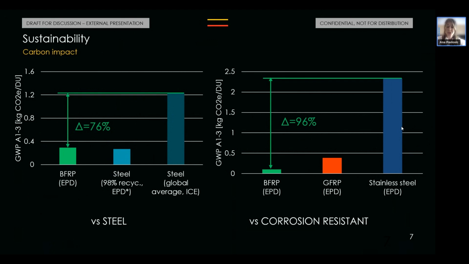Now, in my opinion, BFRP, because of its corrosion resistance, should be compared to other corrosion-resistant bars, not just to steel. So the most commonly used one, of course, is stainless steel. As we can see here, based on EPD values, BFRP is around 96% lower in embodied carbon per meter of a bar than stainless steel, which means we have a massive opportunity there for achieving savings.